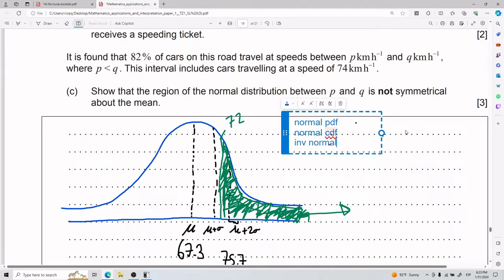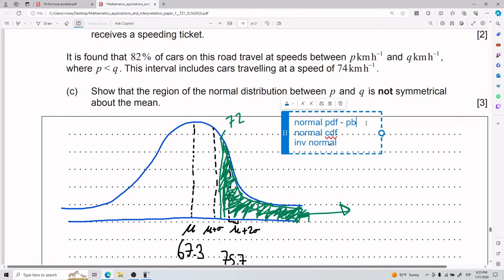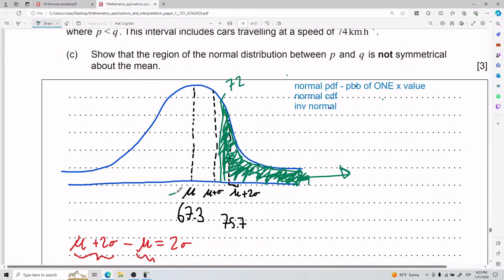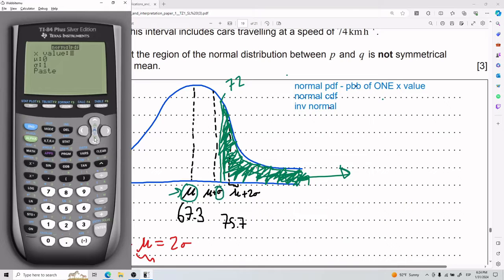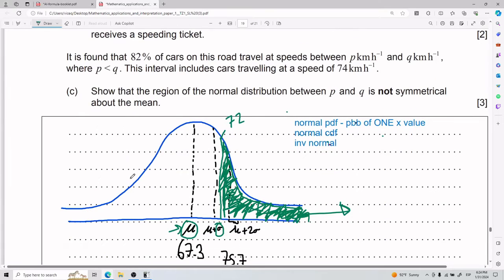So for normal PDF, the intuition I need you to have, and if I open it, you're gonna see it's for the probability of one x value. So here you put one x value. That U symbol is the mean, as I showed you here, this guy here. That other symbol is the standard deviation, and paste is just enter. So normal PDF is for finding the probability of one x value. Like if they ask you, what's the probability that a randomly selected guy drives at 50 kilometers per hour? Okay, that's this guy here. So that would be a context for normal PDF.